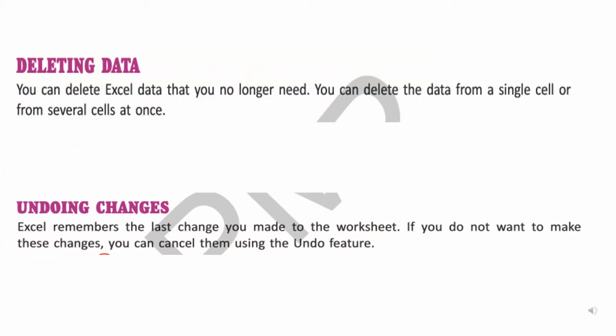Deleting data means erasing the data from the Excel cells, and undoing changes means the actions we have performed by mistake can be reversed by the undo button. And after that if we realize that we need those actions, we can redo them again by the redo button. I am going to show you now.